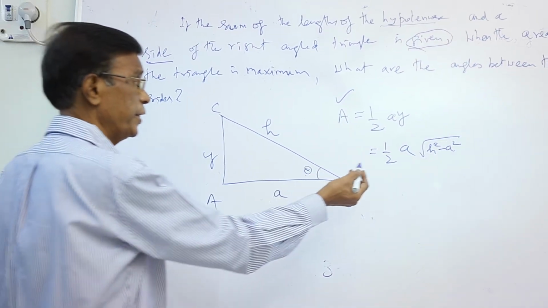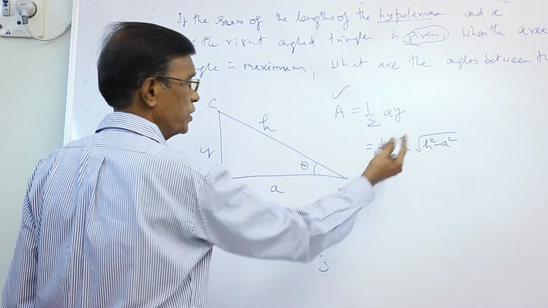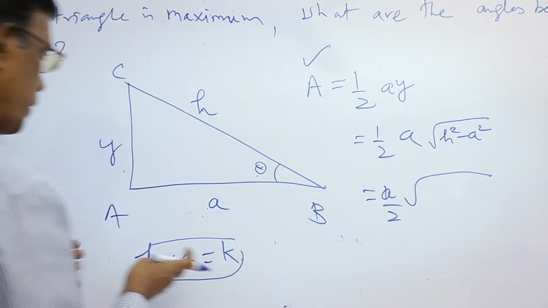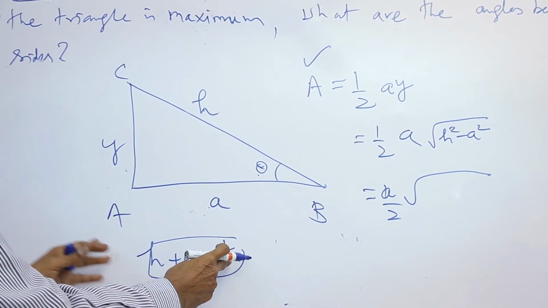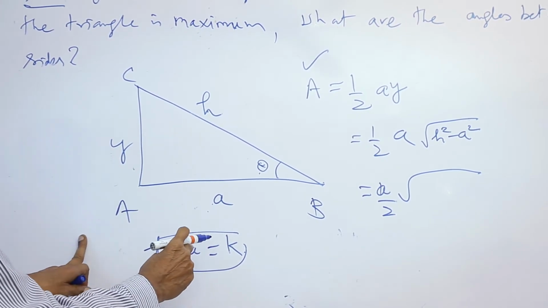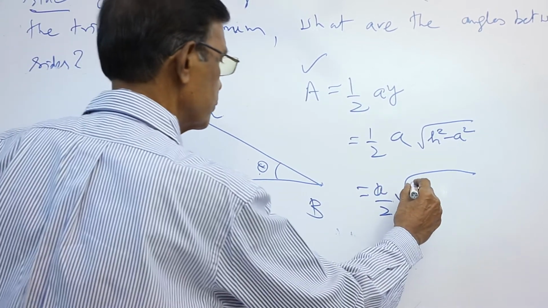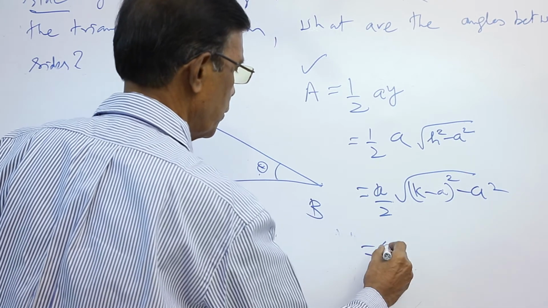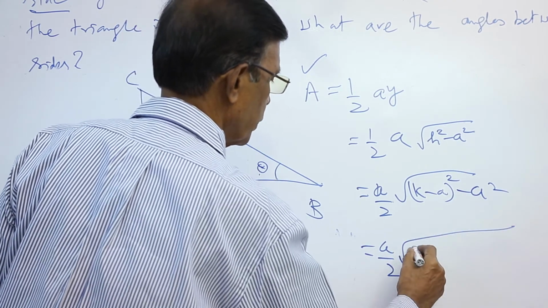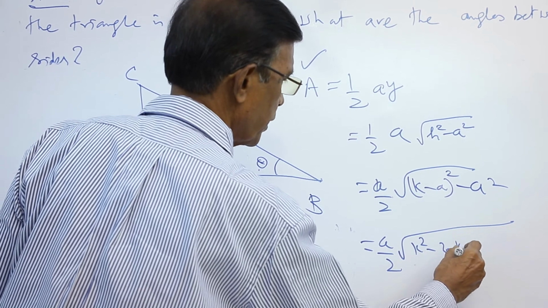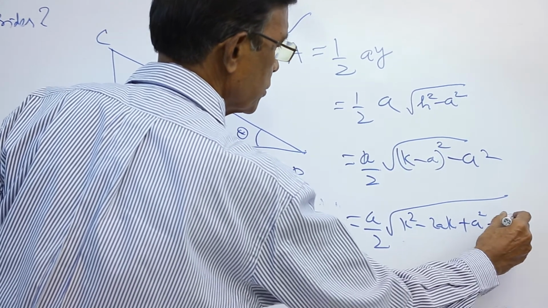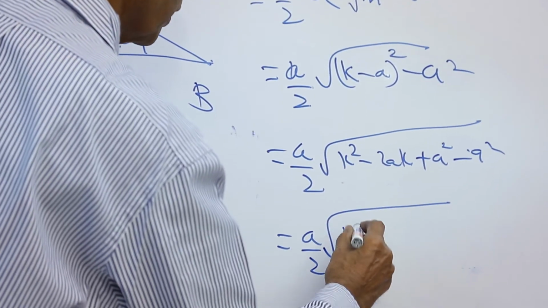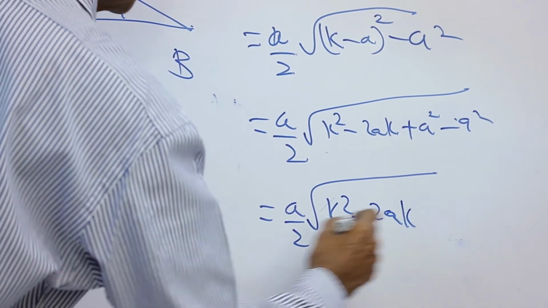Now what happens again, A and H are variable, I cannot have two variables here. So what I do, A by 2 into root of, your H is equal to, is it not K minus A, whole squared? K minus A whole squared minus A squared, that will give you A by 2 into root of K squared minus 2AK plus A squared minus A squared, that gives you A by 2 into root of K squared minus 2AK. This is your area.